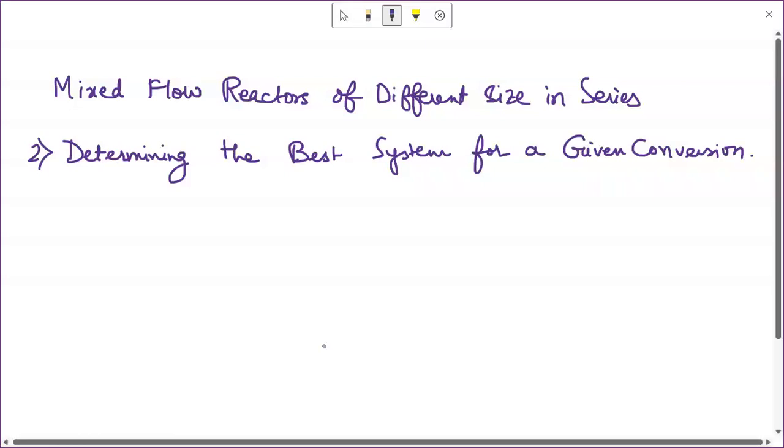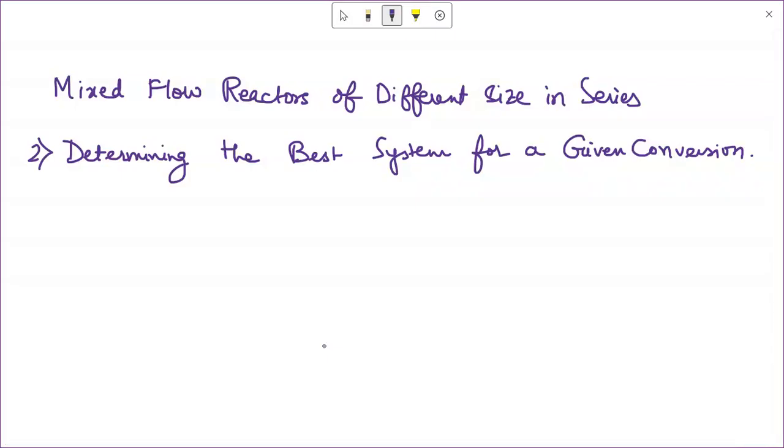Hi. In this video, we're going to talk about mixed flow reactors of different sizes in series. Now, in another video, I have already taken up the question of how to find the conversion for a given configuration of mixed flow reactors of different size in series. In this video, I'm going to consider the question of determining the best system for a given conversion.